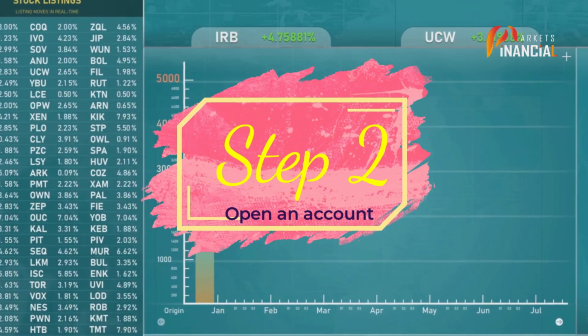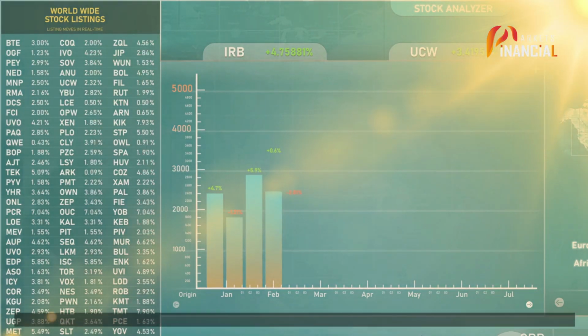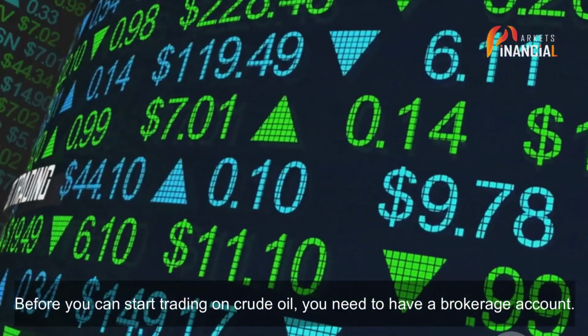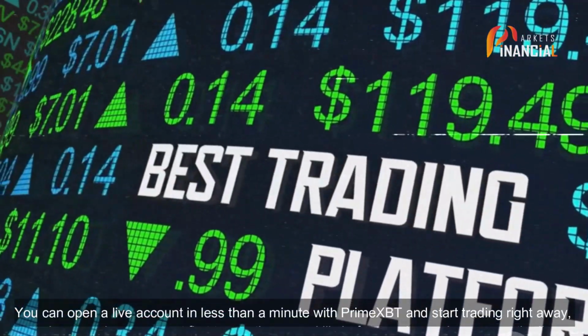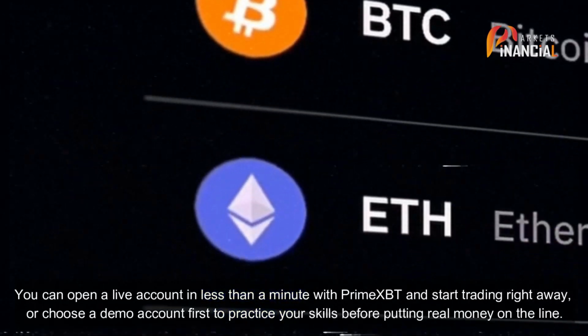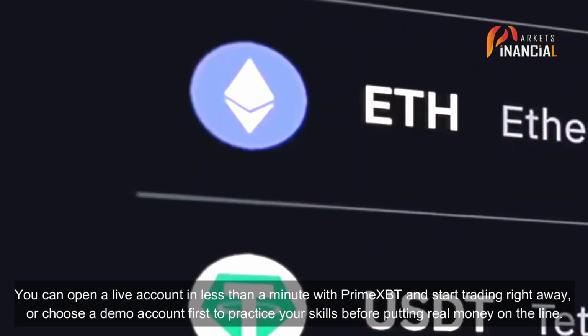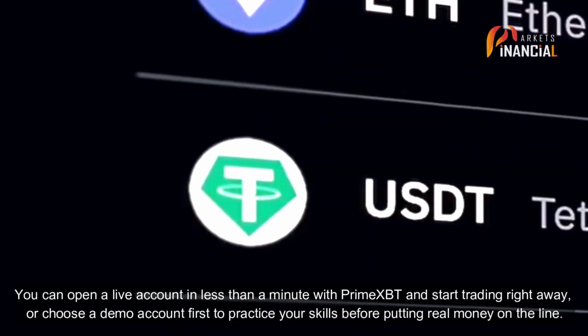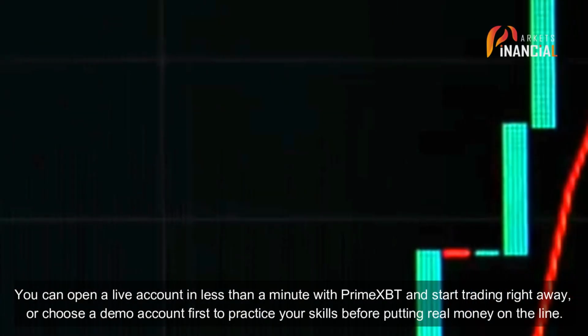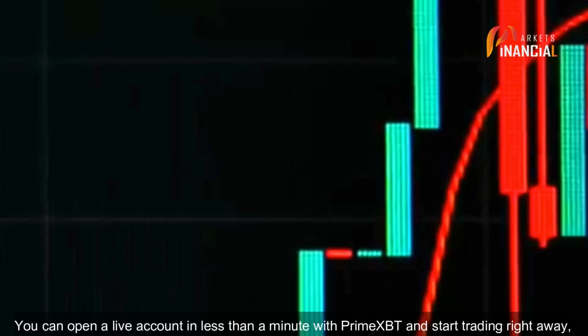Step 2. Open an account. Before you can start trading crude oil, you need to have a brokerage account. You can open a live account in less than a minute with PrimeXBT and start trading right away, or choose a demo account first to practice your skills before putting real money on the line.